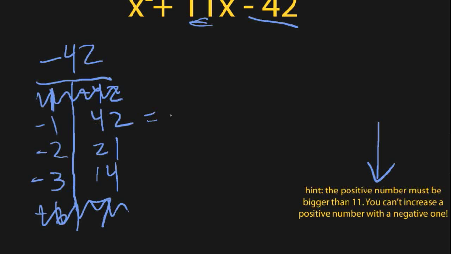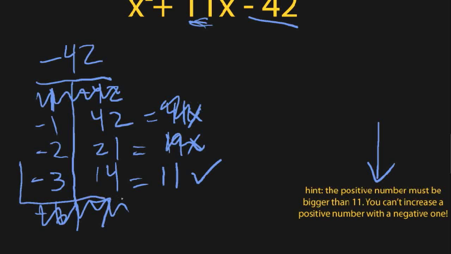Let's add them up. Negative 1 and 42 is 41. That's wrong. Negative 2 and 21 is 19. That's no good. This is not the right one. So negative 3 and 14 gives us 11. That's the one we want because we want it to be the middle term. So these are our factors.